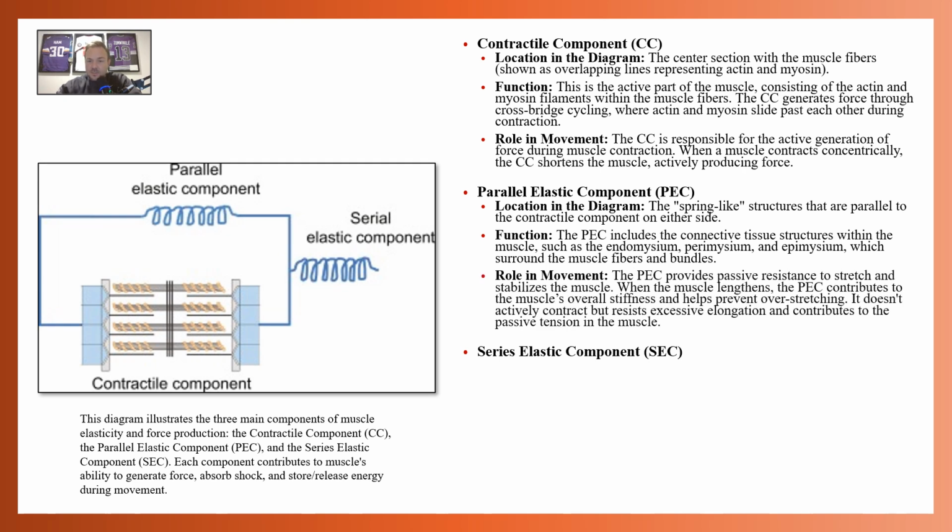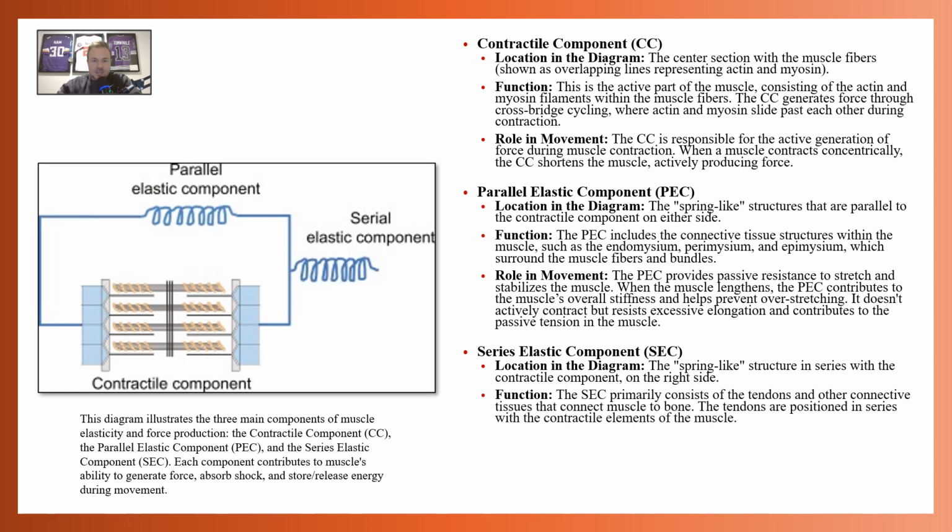The role in movement is that the PEC provides passive resistance to stretch and stabilizes the muscle. When the muscle lengthens, the PEC contributes to the muscle's overall stiffness and helps prevent overstretching. It doesn't actively contract, right? That's the CC's job, but it resists excessive elongation and contributes to the passive tension in the muscle, helping aid in that spring-like effect. Series elastic component, and we locate this on the right side of the screen, the diagram rather.